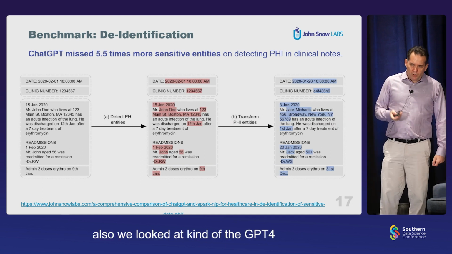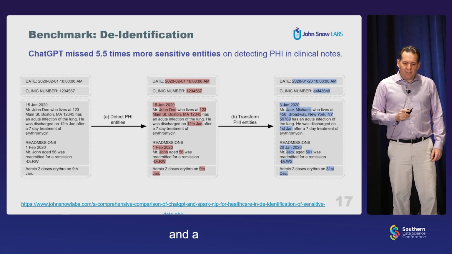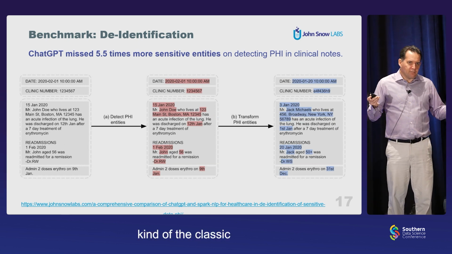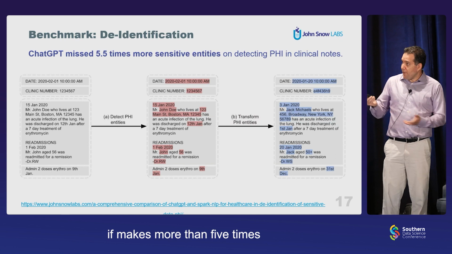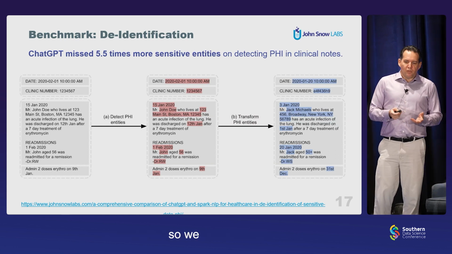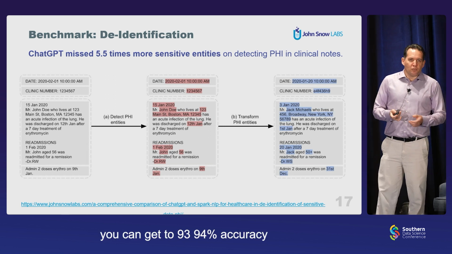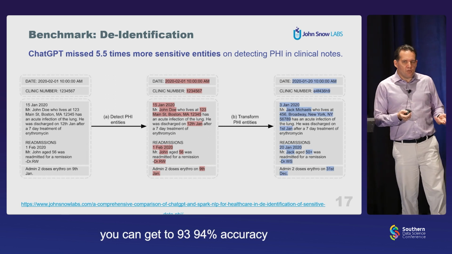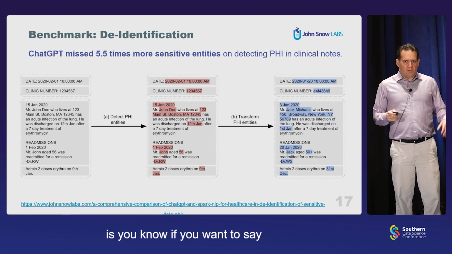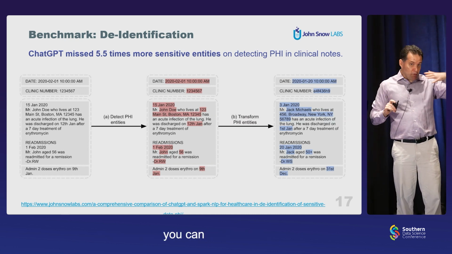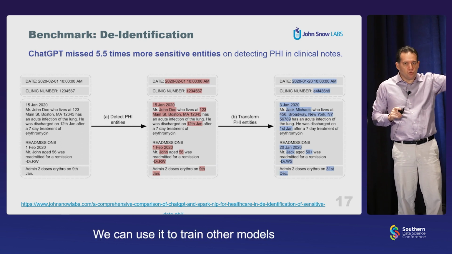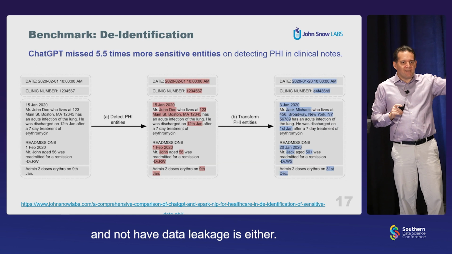We looked at GPT-4, and on the classic public benchmarks for de-identification, it makes more than 5 times the errors. And it's still pretty good. So with GPT-4, you can get to 93, 94% accuracy. But the thing with de-identification, right, if you want to say this data is completely de-identified, you can make it public. You can use it for other things. You can use it to train other models and not have data leakage.